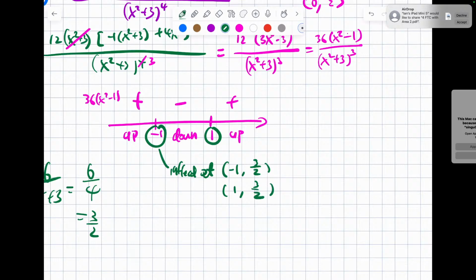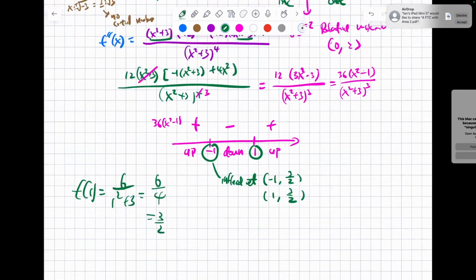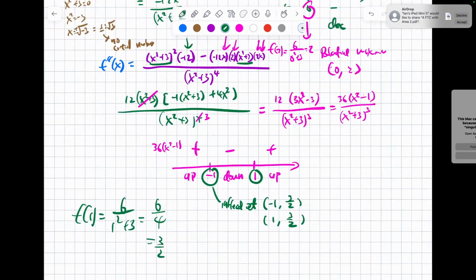Yes, Miranda? Is it not negative? No, it's positive, because only this part is negative. So negative x squared minus 3 is going to be negative x squared minus 3. So you end up with 3x squared minus 3.